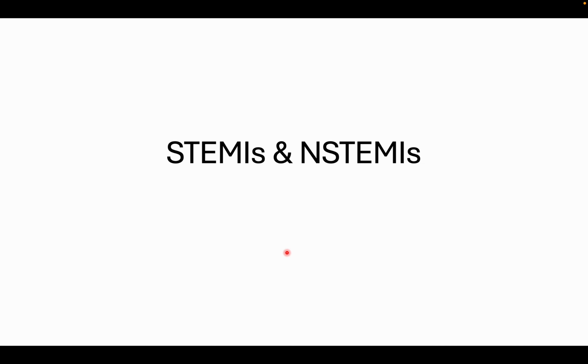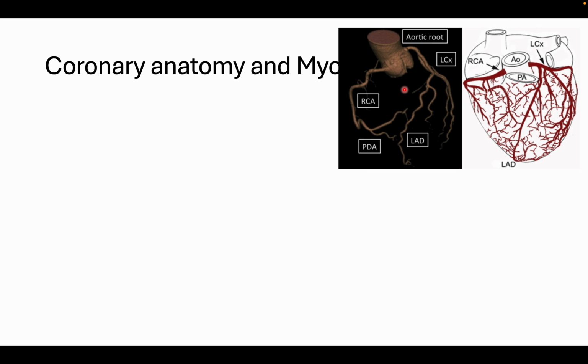Today we're going to go through STEMIs and NSTEMIs and how to recognise this on an ECG. So firstly we're going to quickly recap coronary anatomy and the concept of myocardial territories. So the heart has two main coronary arteries that branch off from the aortic root. This is the right coronary artery and the left coronary artery.